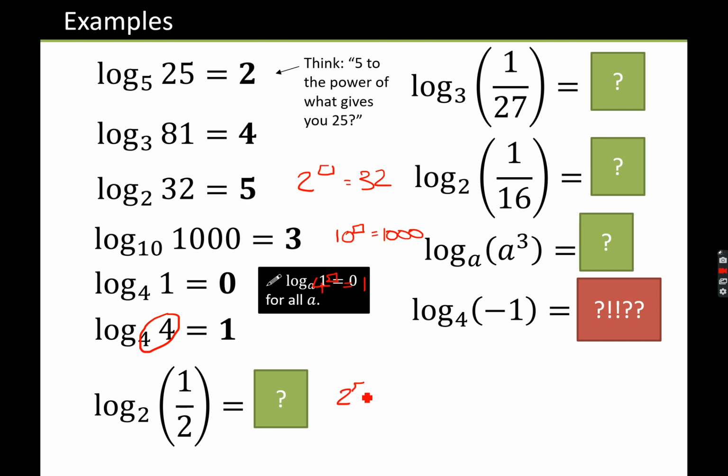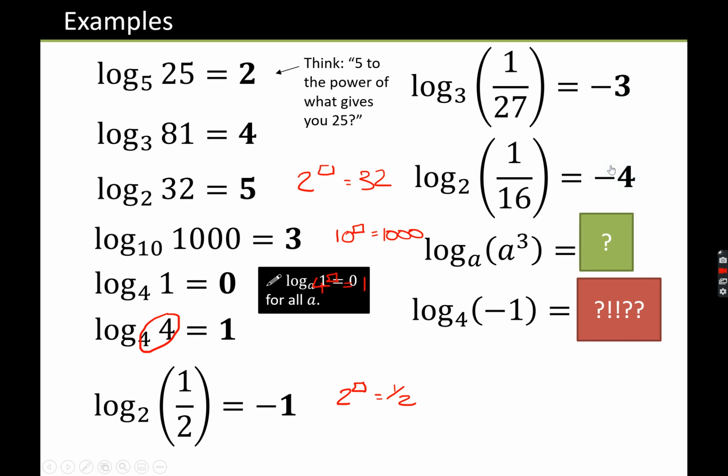Log base 2 of a half. So 2 to the power of something to give you a half. So that's got to be minus 1. Same with the fractional ones. Log base 3 of 1 over 27 is going to be minus 3. Slightly different one, log base a of a cubed, so that's a to the power of something to give me a cubed. So that's going to have to be 3.